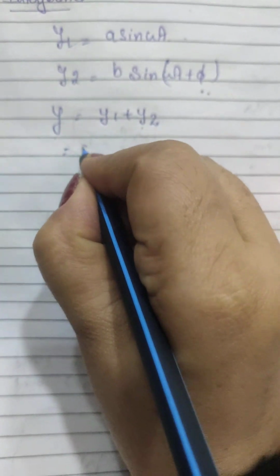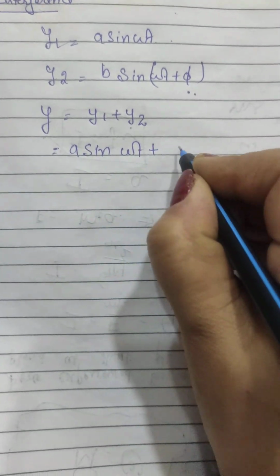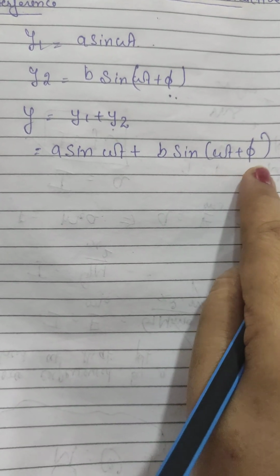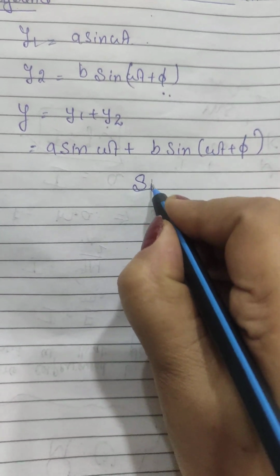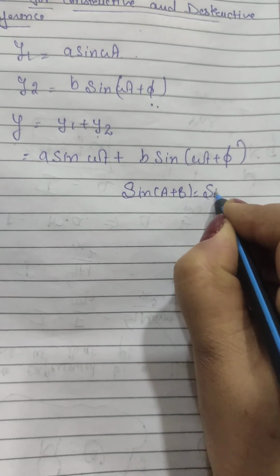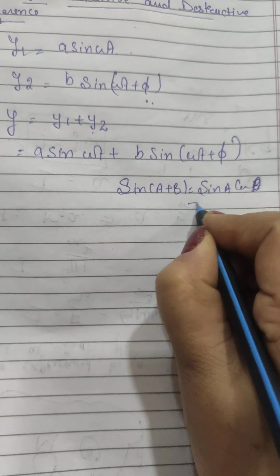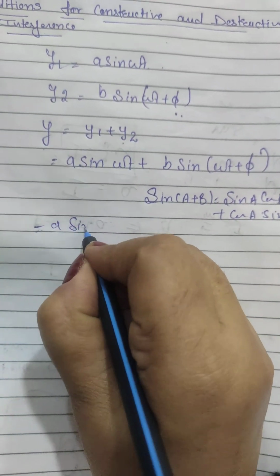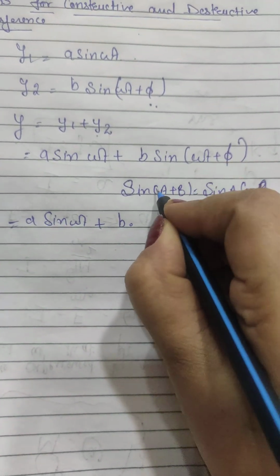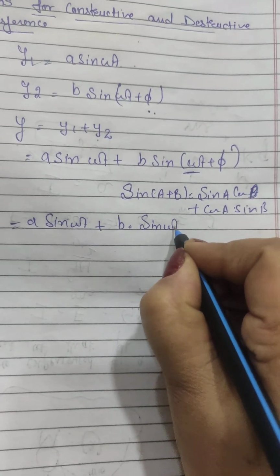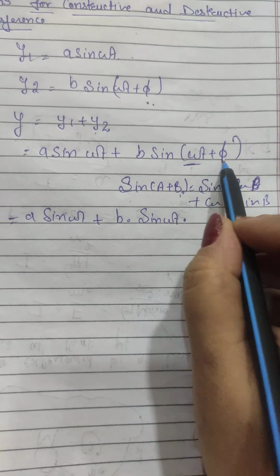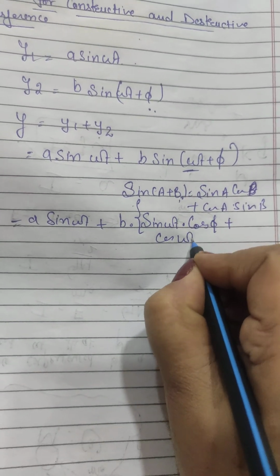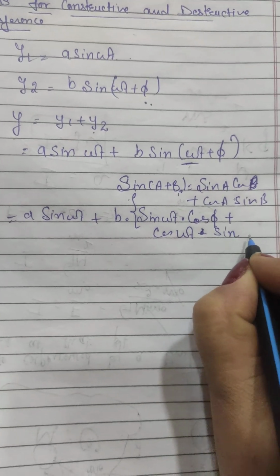Adding these two, we have a sine omega t plus b sine of omega t plus phi. Now using the relation sine of a plus b is equal to sine a cos b plus cos a sine b, we have a sine omega t plus b, sine omega t into cos phi, plus cos omega t into sine phi.